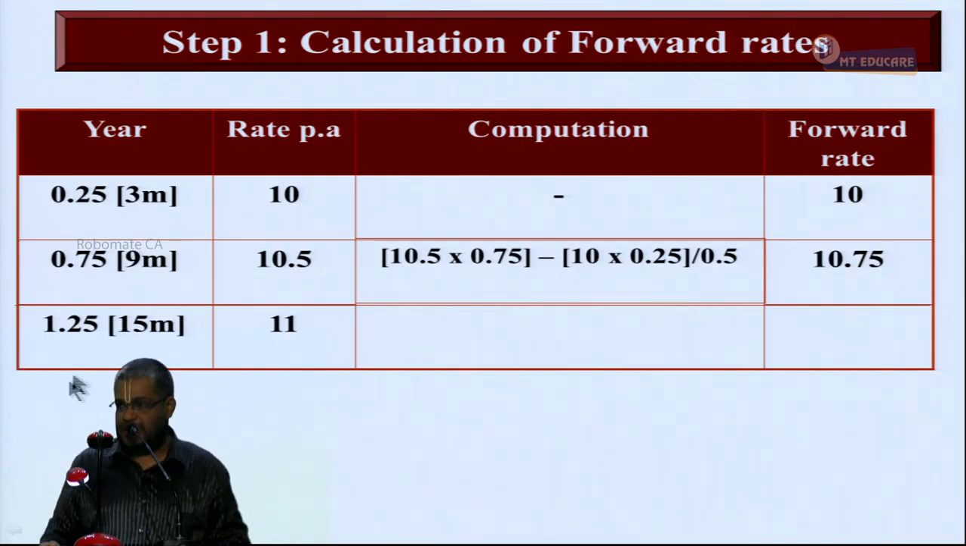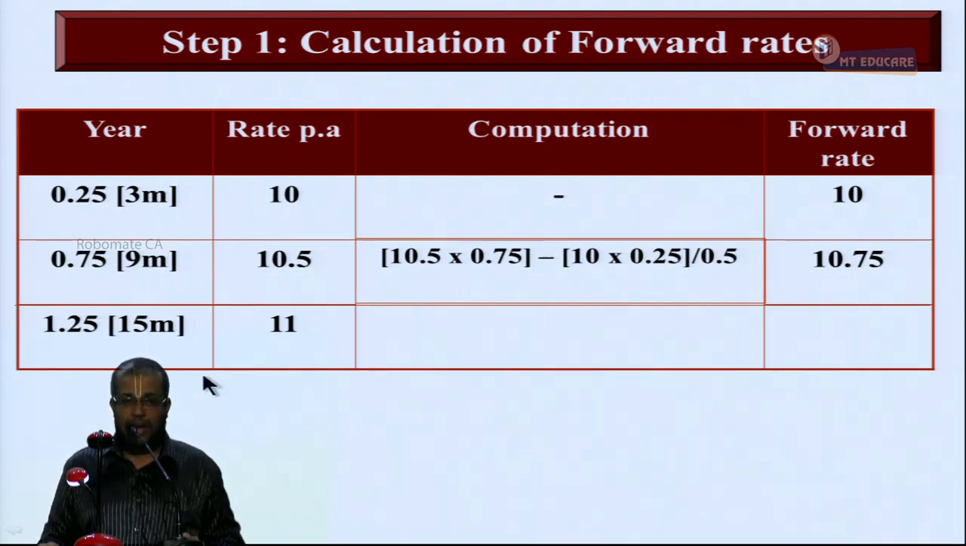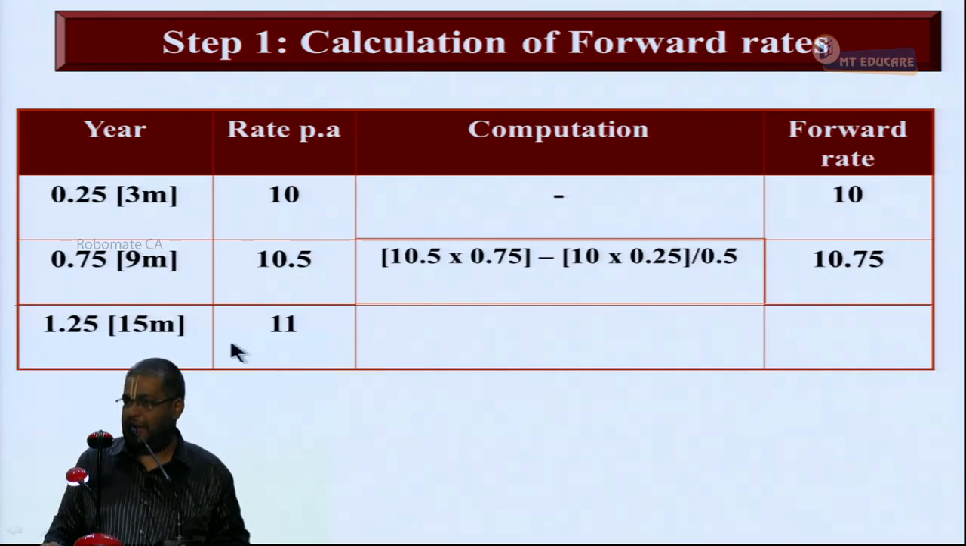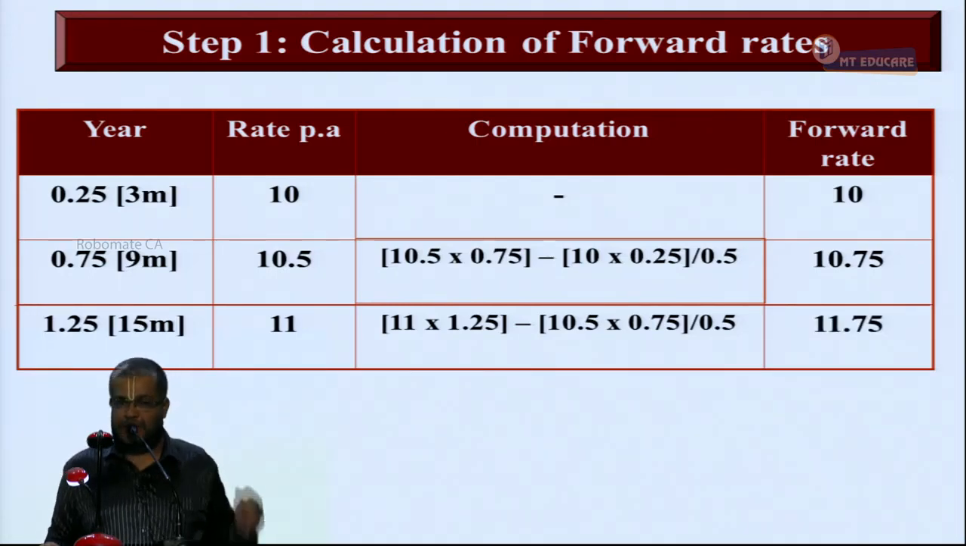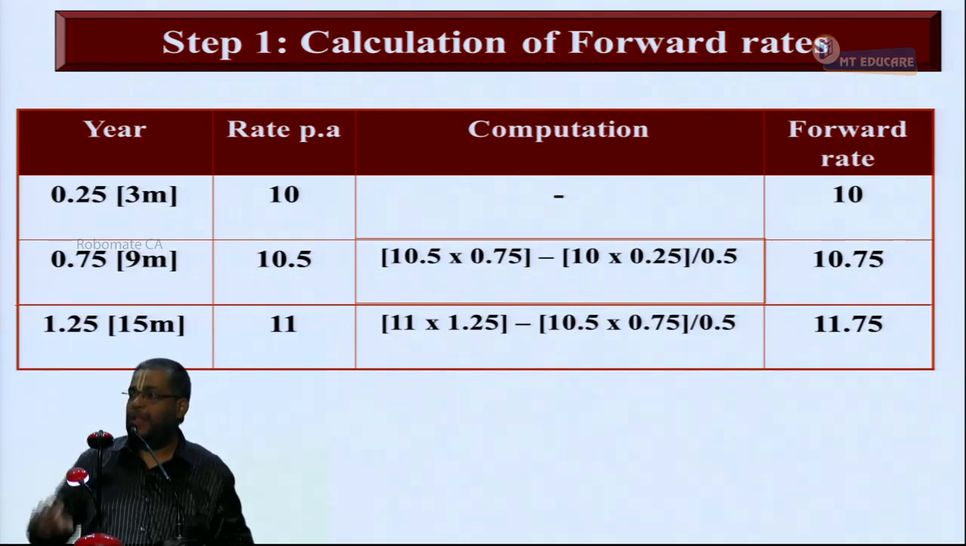Next, I want to find the forward rate, 9 by 15. That means I want to find the forward rate for a 6 months LIBOR after 9 months. So how to calculate? 1.25 into 11 minus 0.75 into 10.5 divided by 1.25 minus 0.75, that is 0.5. That gives 11.75%. That is the forward rate.